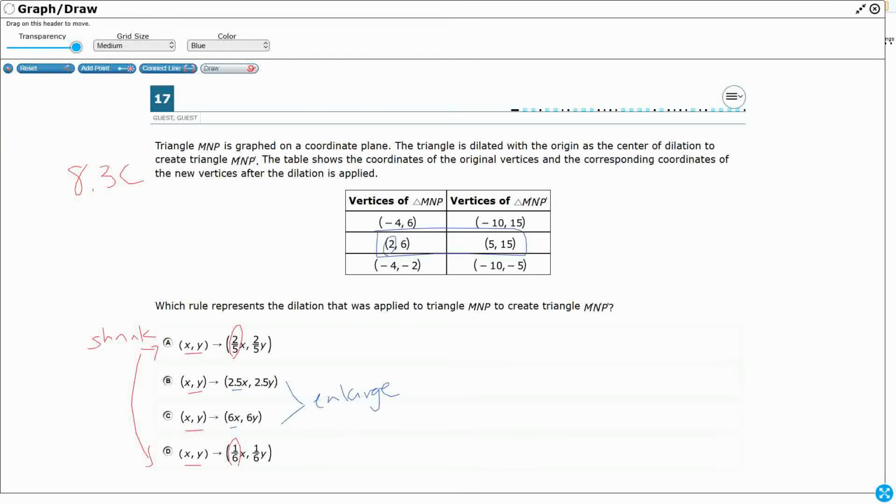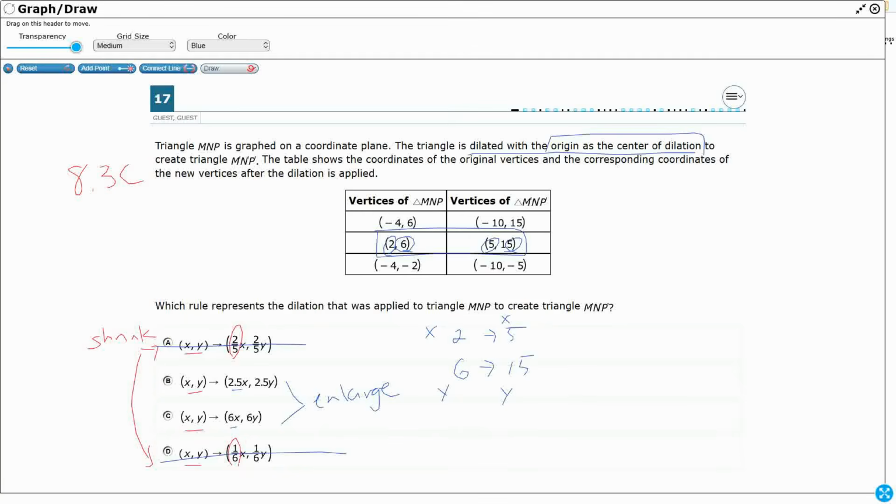So our 2 goes to 5. So that looks like that's getting larger. Our 6 goes to 15. Now I know they're getting larger because you have to have a center of dilation, and typically in 8th grade, the origin is the center of dilation. But imagine this point going from x of 2 to an x of 5, and then a y of 6 to a y of 15. So I can at least knock that down.